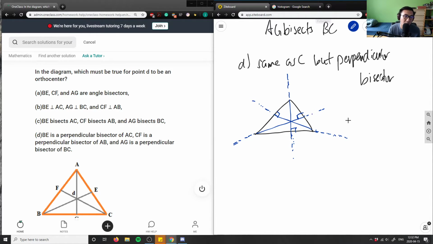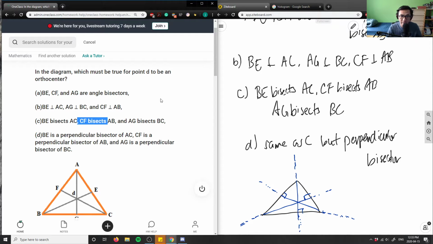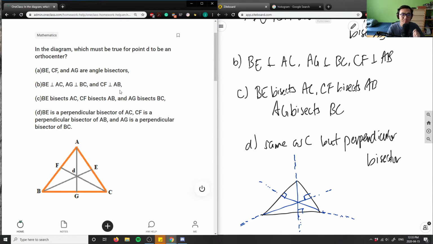Again, I drew my triangle incorrectly here, but all of them have to be perpendicular to each other. So which means that A and C are incorrect answers, right? A and C are angle bisectors. Bisectors don't have to necessarily be a right angle. So A and C are wrong answers in this case, and then we have B and D left.